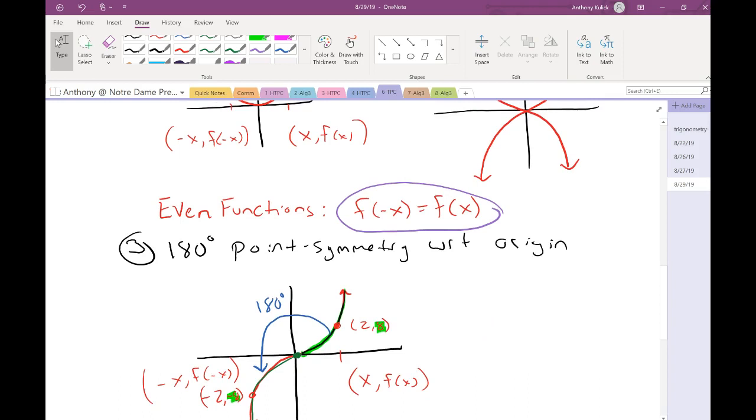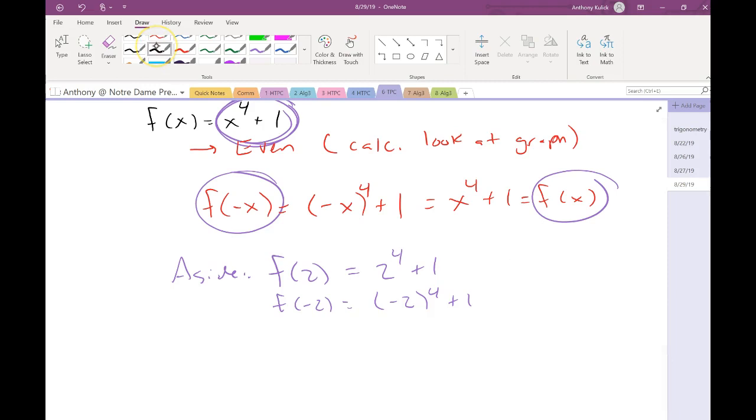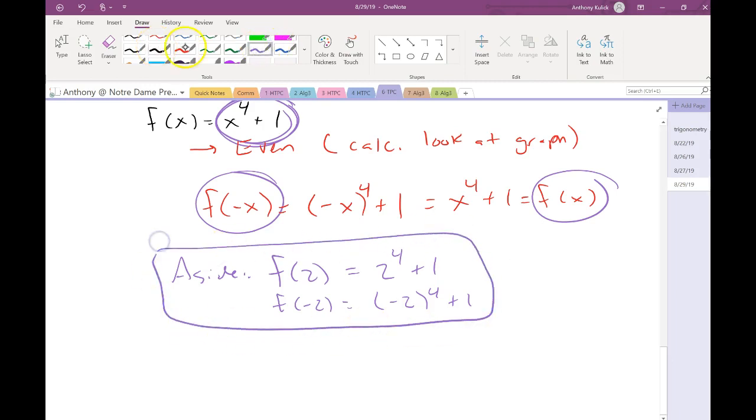Yes, Hannah? You don't plug any numbers into it. This aside was just to remind us what we do when we have f of something. The 2 and negative 2 had nothing to do with this problem per se. It was just me reminding you what you do with that notation. Good question.